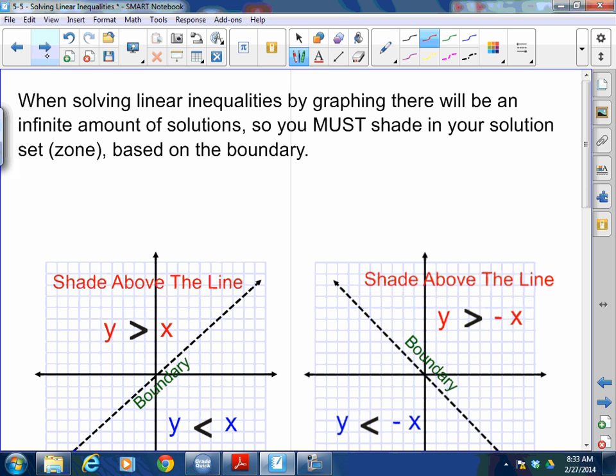Now, when solving linear inequalities by graphing, there will be an infinite amount of solutions. So you must shade your solution set or zone based on the boundary. When you're going to graph linear inequalities, you're going to graph them exactly the same way as graphing a linear equation, except let's notice a few things.